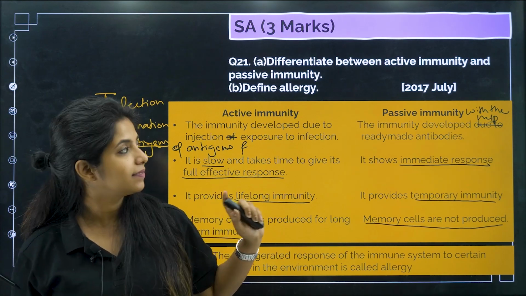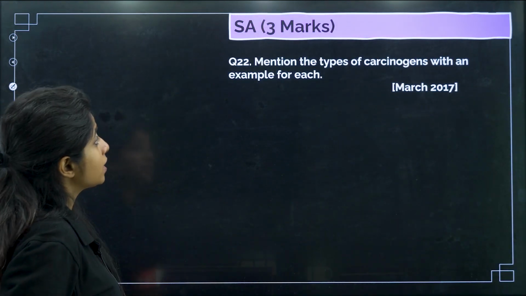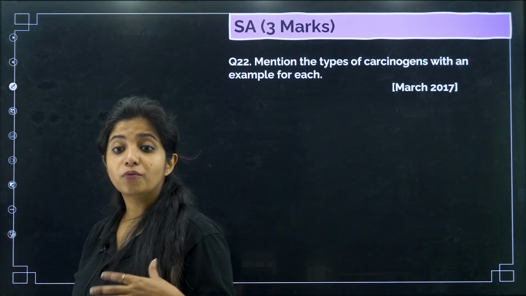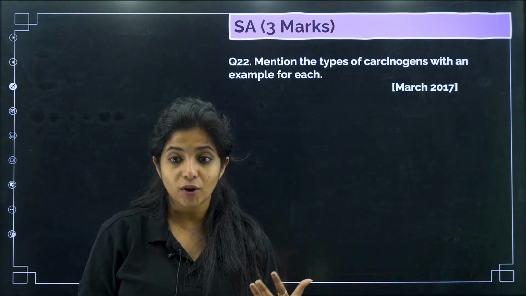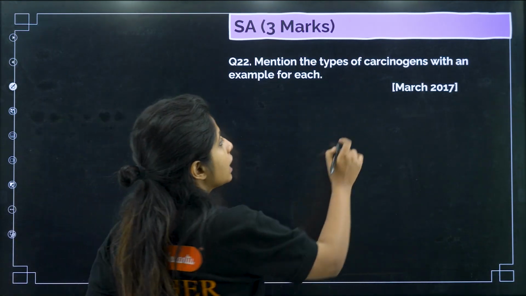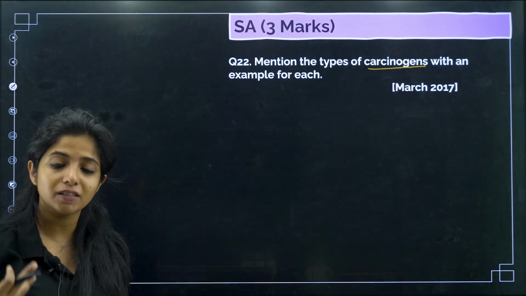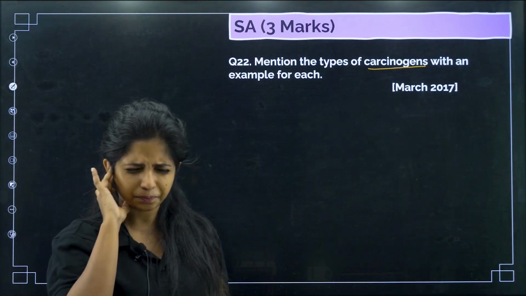Next, 3 marker. Mention the types of carcinogens with the examples for each. Now I told you there will be a question on what type of things can cause cancer. Causative agents for cancer. So these causative agents are known as what, children? Carcinogens. So cancer causing things are known as carcinogens. You have different types.